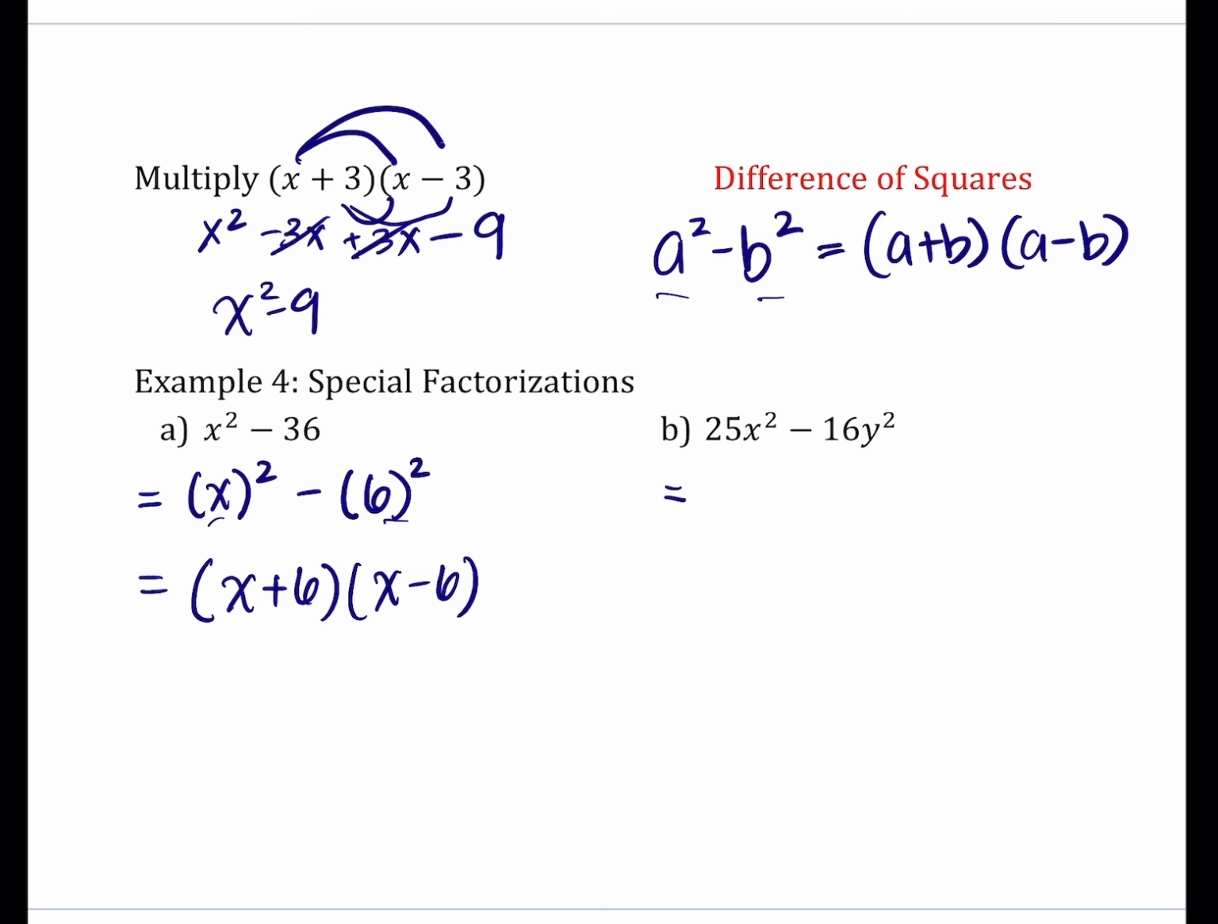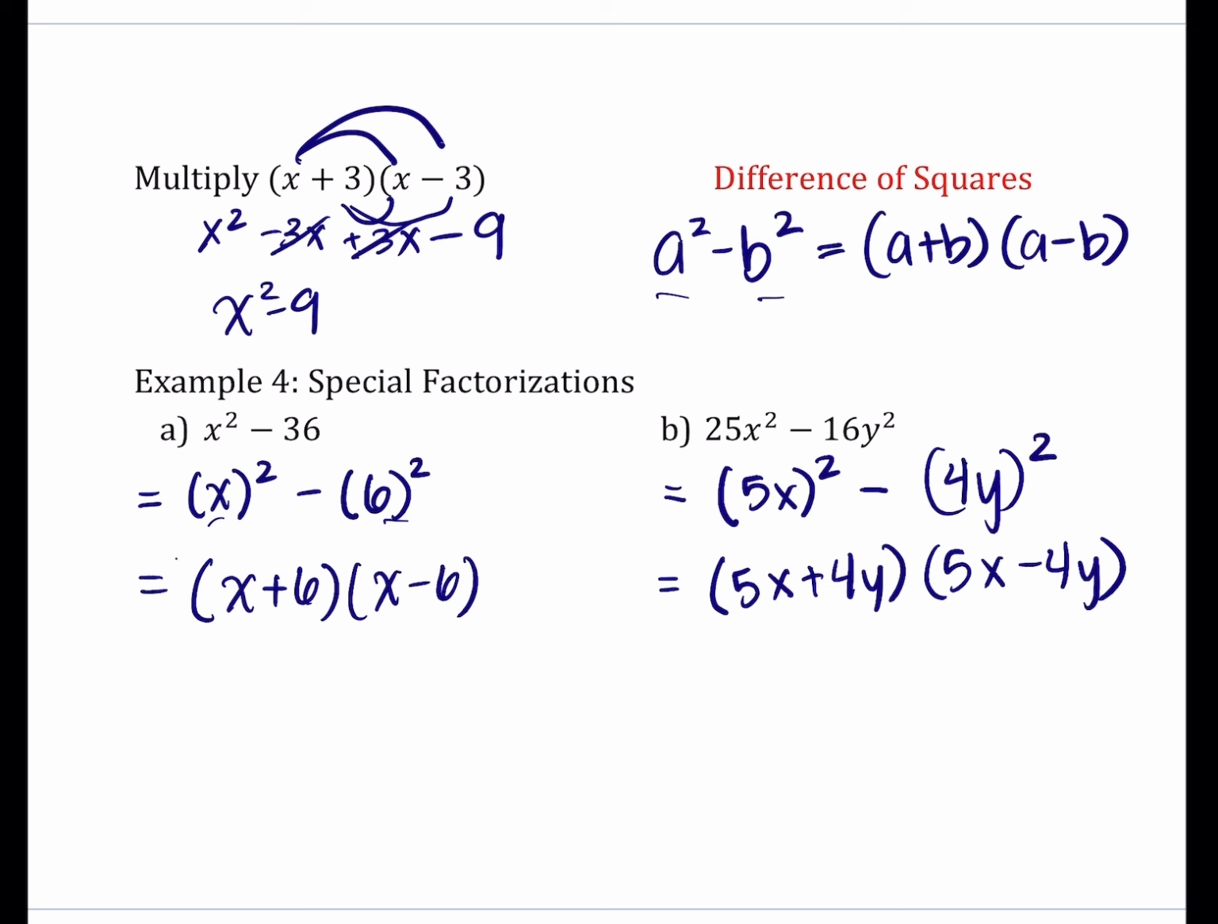The second one, note that it also works when you have other variables and when you have coefficients to the variables, but the coefficients also have to be perfect squares. So this one I'll actually rewrite as 5x squared minus square root of 16, I know is 4, so we have 4y squared. So I'm able to write this as 5x plus 4y times 5x minus 4y using my difference of squares formula.